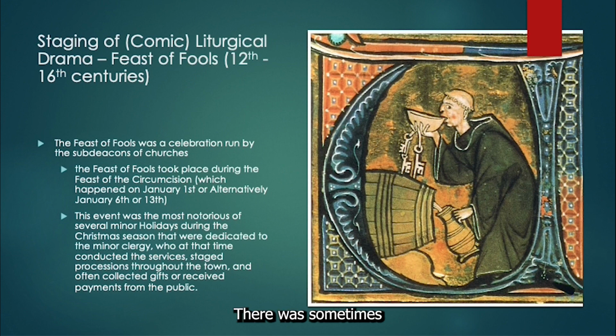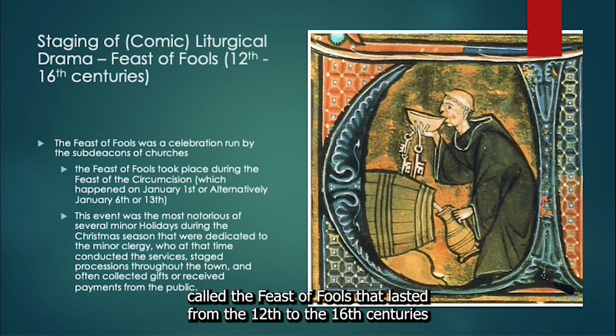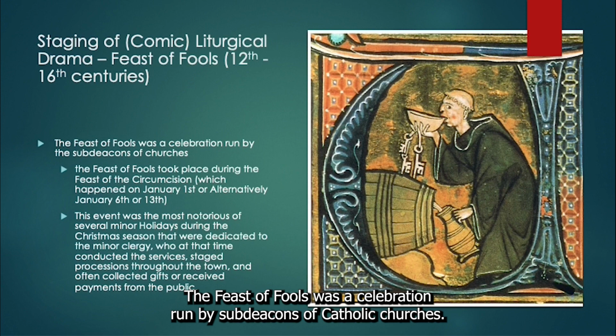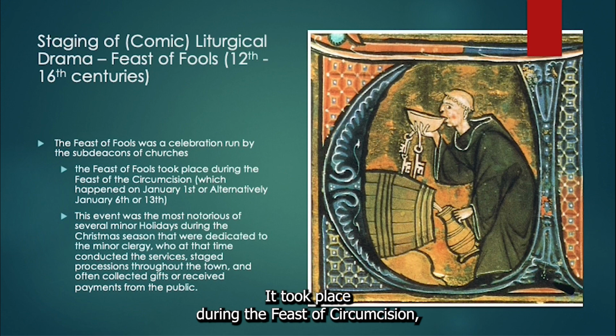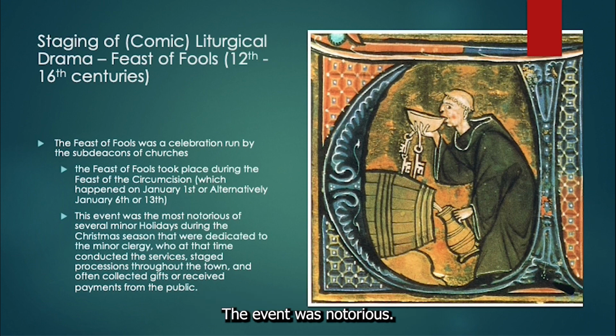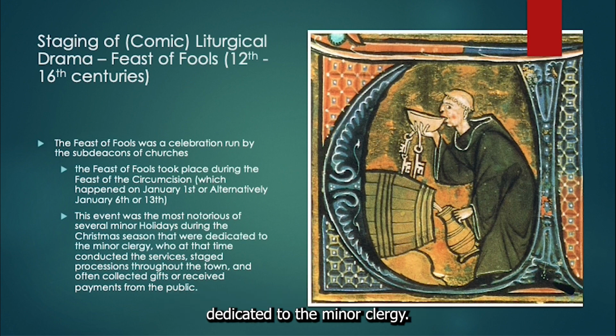There was sometimes comic liturgical drama, very rare, but there was an event called the Feast of Fools that lasted from the 12th to the 16th centuries, when it was declared unfit for the church anymore. The Feast of Fools was a celebration run by subdeacons of Catholic churches. It took place during the Feast of Circumcision, which happened on January 1st, or alternately January 6th or 13th. It was the most notorious of several minor holidays during the Christmas season, dedicated to the minor clergy.